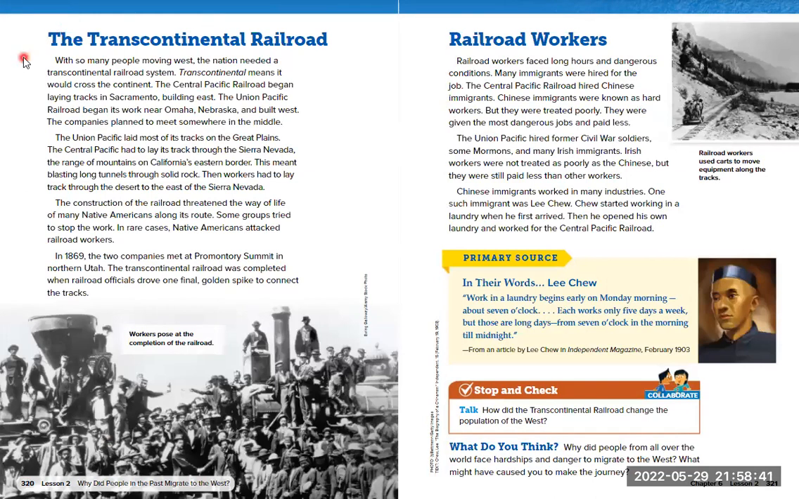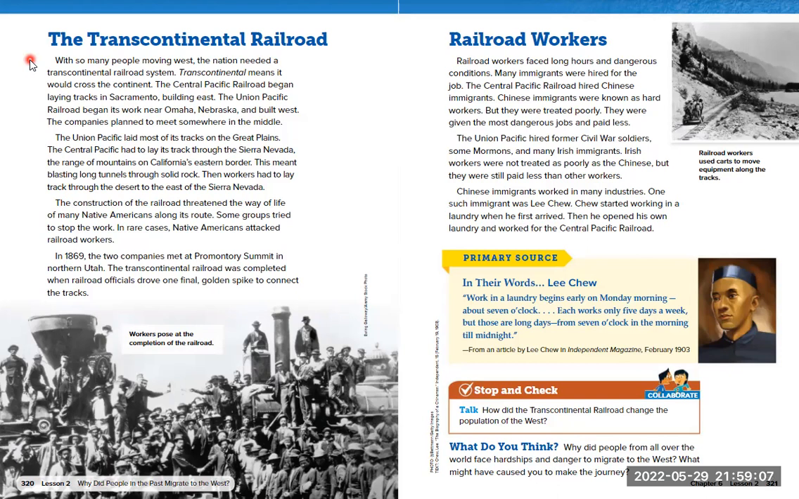The Transcontinental Railroad. With so many people moving west, the nation needed a transcontinental railroad system. Transcontinental means it would cross the continent. The Central Pacific Railroad began laying tracks in Sacramento, building east. The Union Pacific Railroad began its work near Omaha, Nebraska, and built west. The companies planned to meet somewhere in the middle.